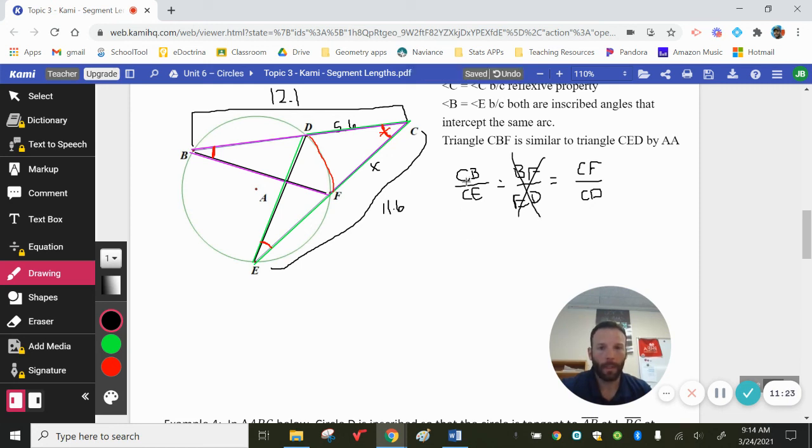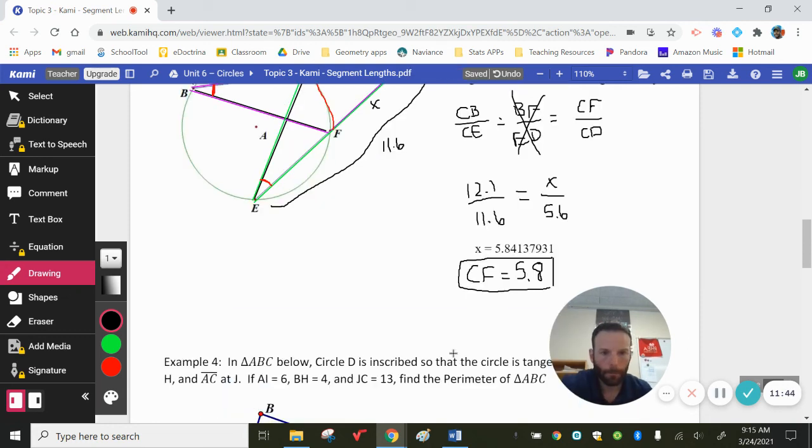Do we know the length from C to B? Yes, it's 12.1. Do I know the length from C to E? Yes, it's 11.6. How about CF? Yes, it's X. And CD is the 5.6. Okay, so again, there's my equation. Cross multiply, solve with your equation solver, see what you get.